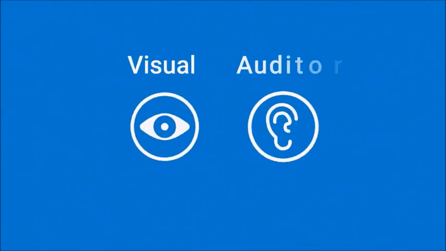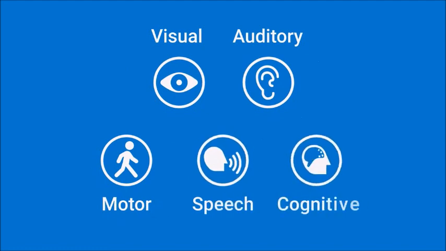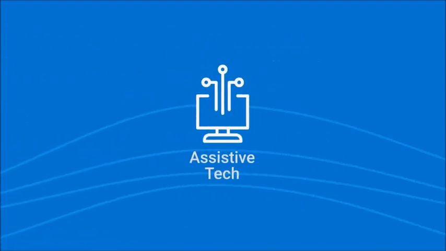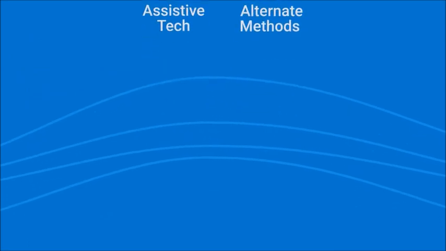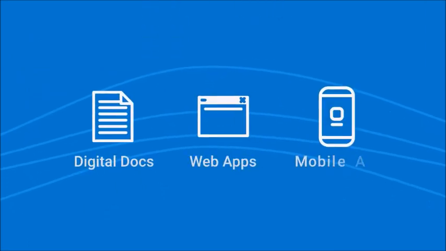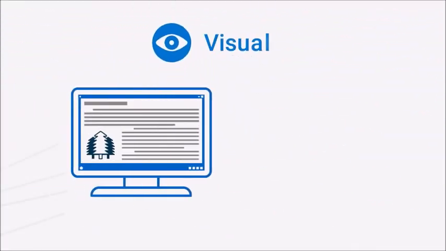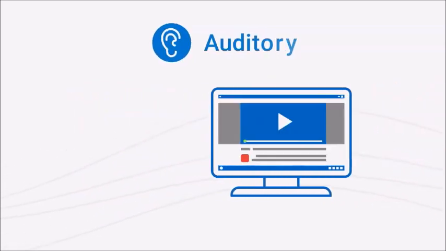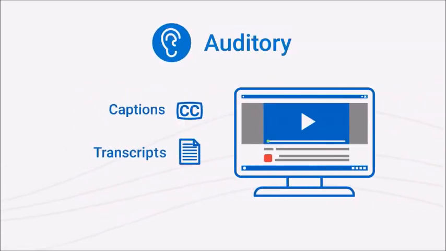People with visual, auditory, motor, speech, and cognitive disabilities rely on various assistive technologies and alternate methods of interaction to use digital documents, web, and mobile apps. People with visual disabilities may rely on screen readers, braille displays, zoom functions, or high-contrast colors to get value from what's displayed on screen. People with auditory disabilities often rely on captions or transcripts for video content.